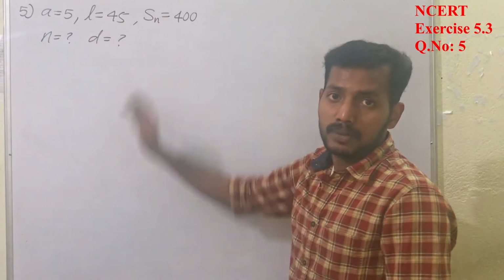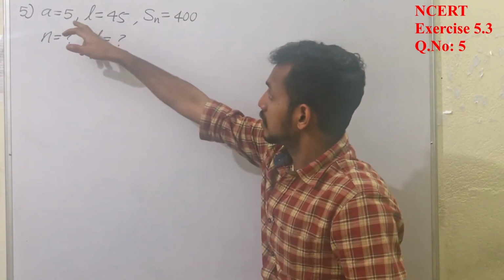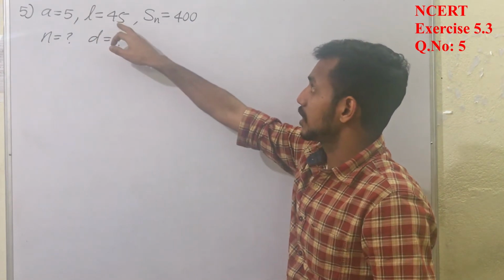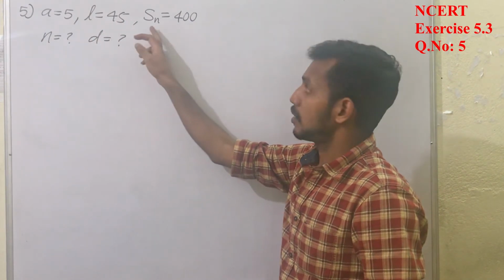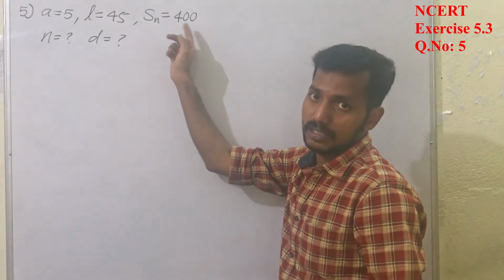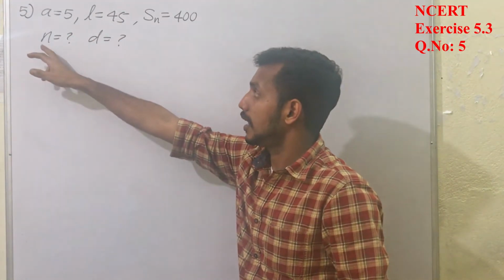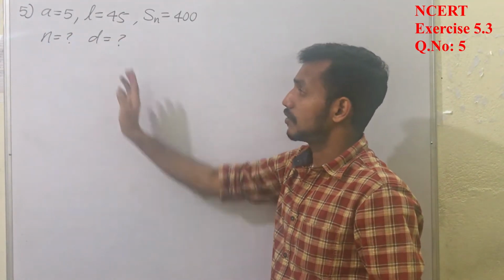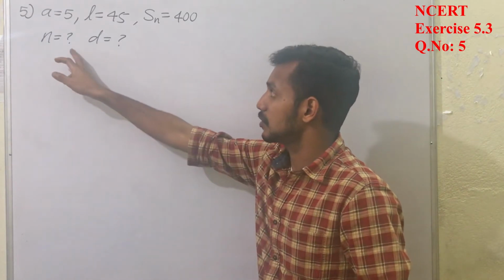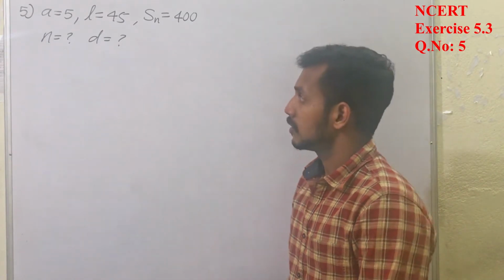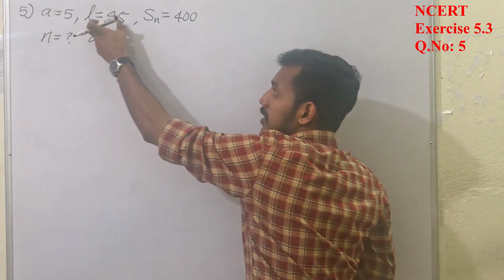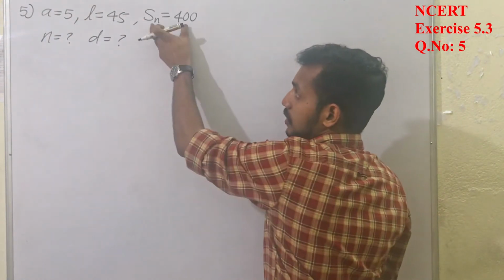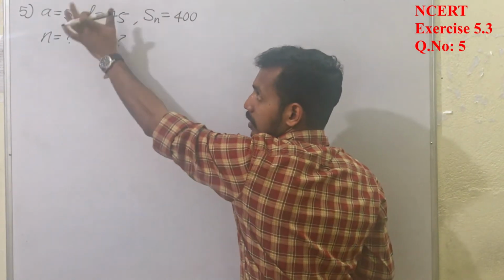Now question number 5. A is given, L is given, that means last term given, Sn given, that means sum of n terms, that is 400 is given. What we have to find? n as well as d we have to find. That means the number of terms as well as the common difference. Here first term given, last term given and Sn given.